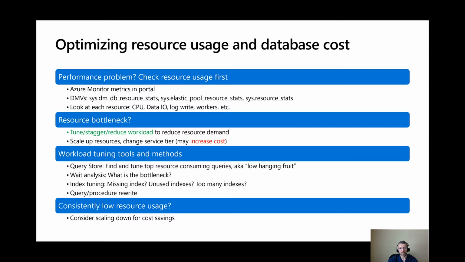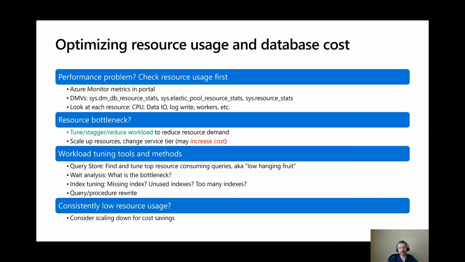Now, let's say there is a resource bottleneck. So you basically have two options. You can either tune the workload or you can scale up. So tuning obviously is preferred because then you can continue using your existing service objective without incurring extra cost. If you have to scale up, that remains an option. As I showed before, we have a very wide range of service objectives, but of course it will be at extra cost. So tuning is preferred.